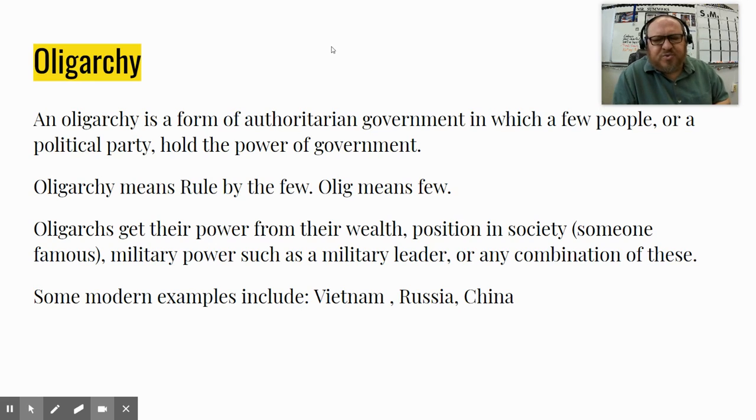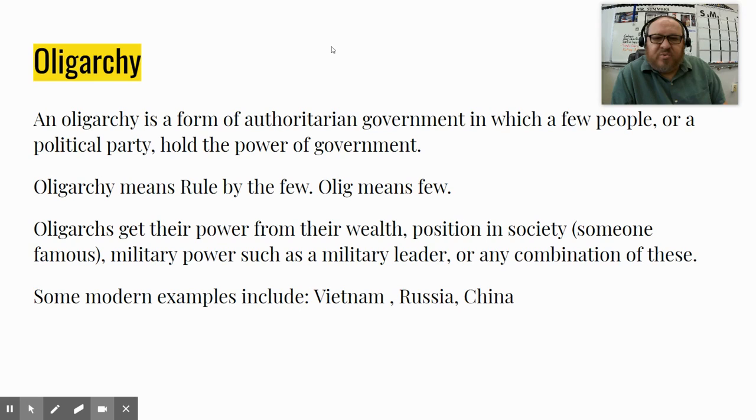Oligarchs, at least historically, have usually gotten their power because they were either a military leader, like a general or an admiral or something like that, they were somehow famous, so they were known by everyone for whatever reason, and or their wealth. They were very wealthy and were able to pay to get their name out there and get known. Or it could be any combination of those three that would allow oligarchs to get their power. So it could also be industrial. So they could be business leaders that become the rulers of the country, military leaders. Most commonly, it's military or a political party.